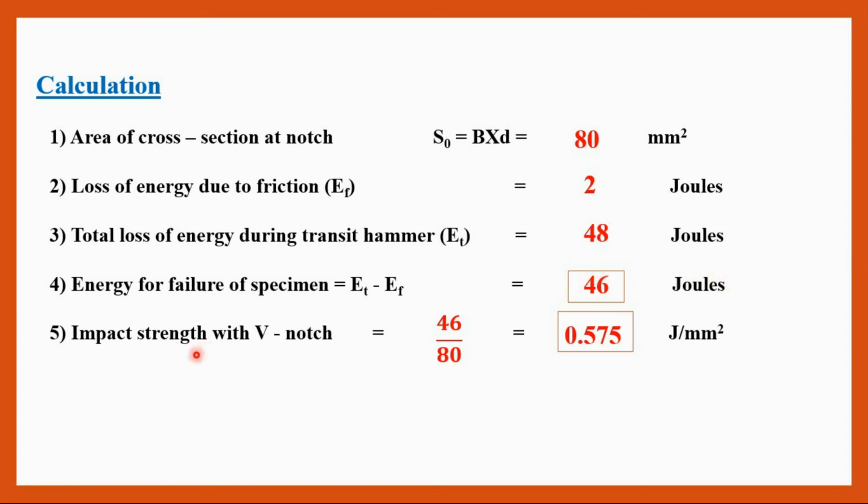Then impact strength with V notch is obtained by the energy for failure of the specimen divided by the cross sectional area. So here it is 46 joules and 80 mm square will be the area. 46 divided by 80, we got 0.575 joules per mm square. This will be the impact strength with V notch.